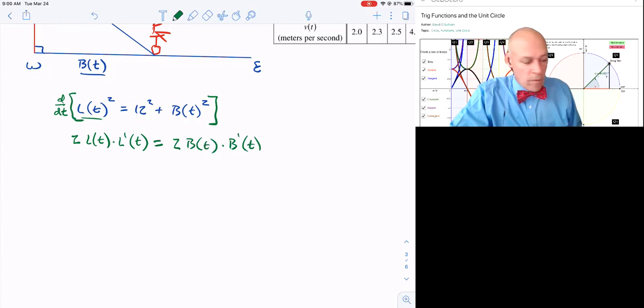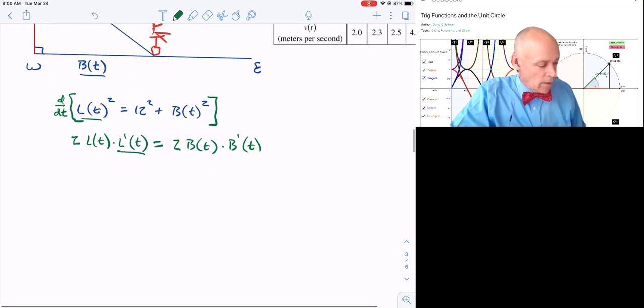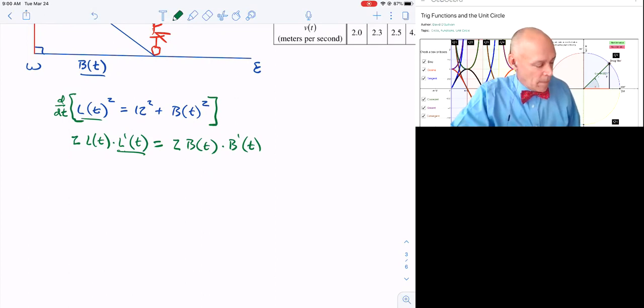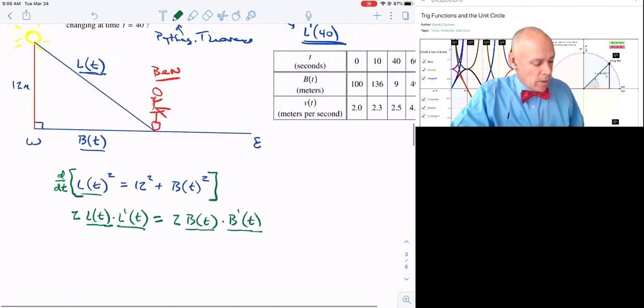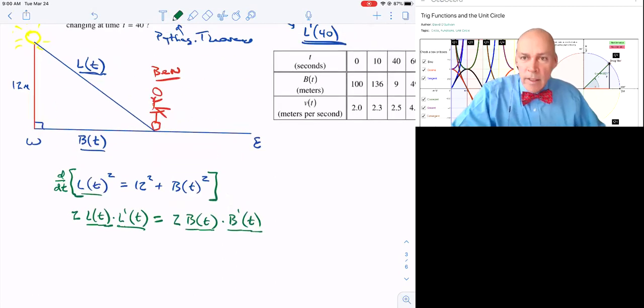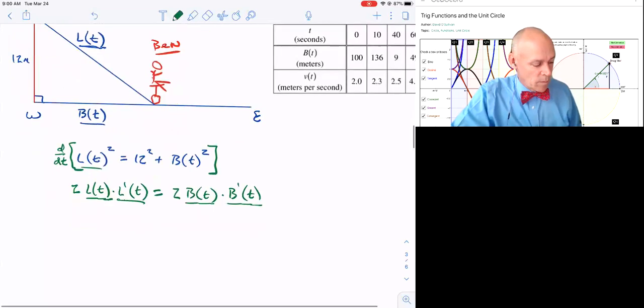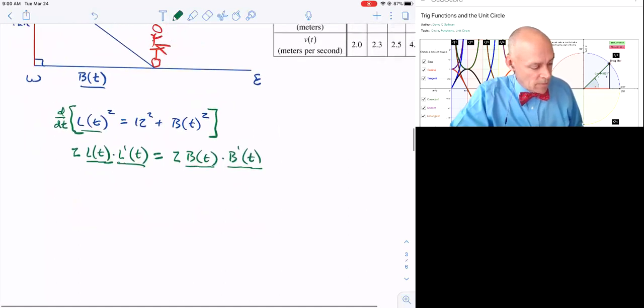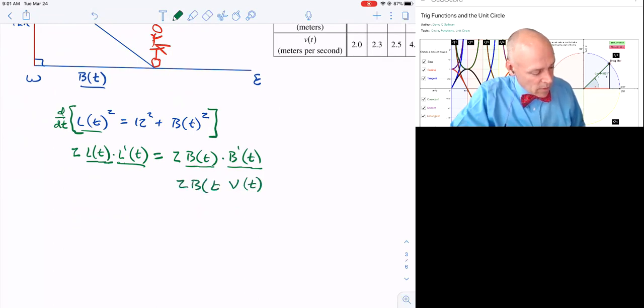Okay, the good news is I'm looking for L prime at 40, so I've got L prime at T. That's good because that's the variable I'm asked to find. Now I need to find, is there a value for L at T, B at T, and B prime at T? Well, B prime at T would be the change in the position, which is going to be the velocity. So really, B prime at T is equal to V at T. I'm just going to recopy what I've got.